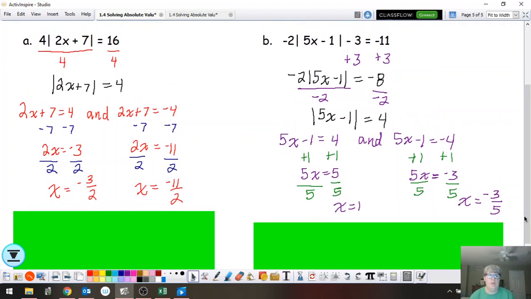So when you're solving absolute value equations, you need to make sure absolute value is completely by itself before you write separate equations and solve. That must be done first. Isolate the absolute value and then write your two equations.